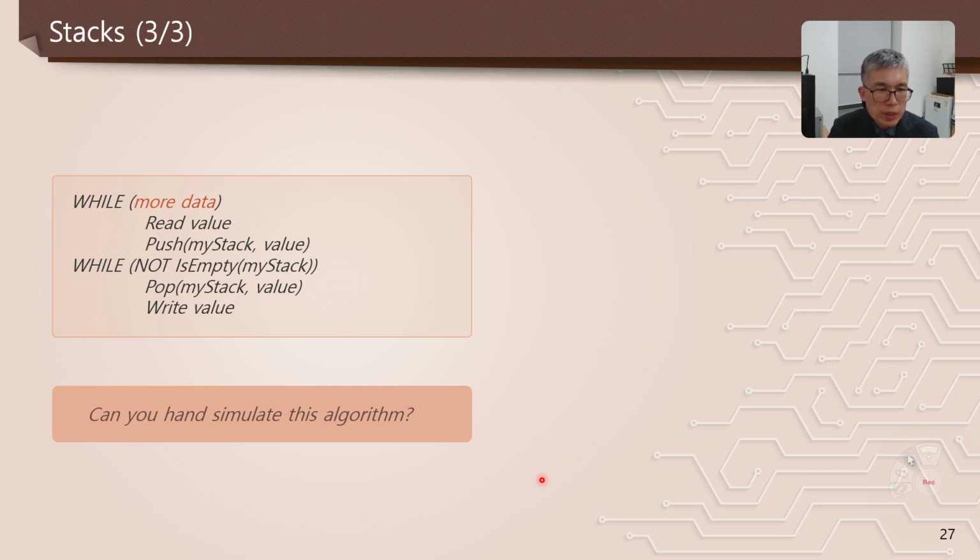So we can use the stack operations here. More data will be read and then pushed onto the stack. Okay, we make a stack, and while the stack is not empty, we can pop and then write down. So we can print out the top one first. Okay, can you simulate this algorithm in C?